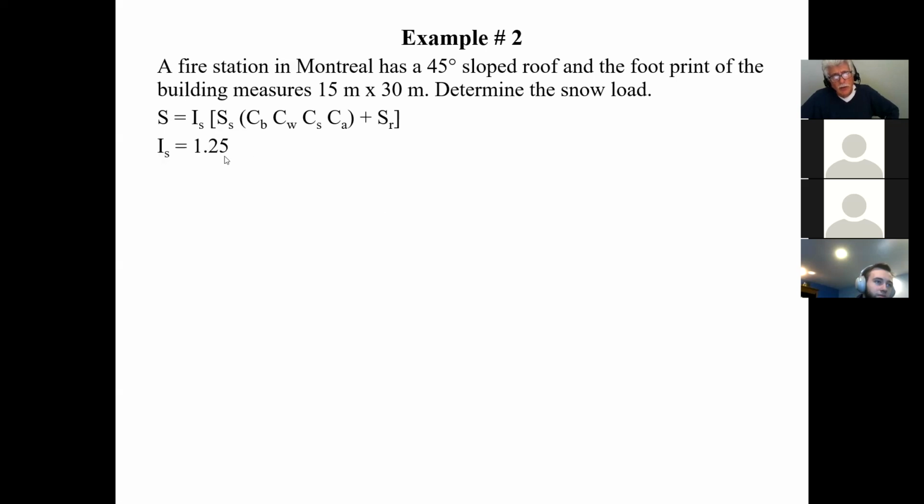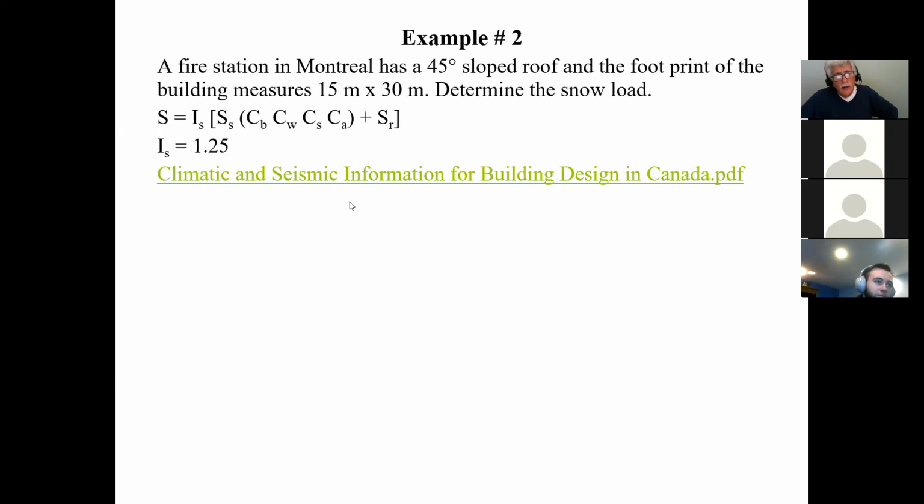So again, you can appreciate that a fire station is a post-disaster building. I didn't bother bringing up the table because we've seen it a couple of times. So for a post-disaster building like a fire station, the importance factor is 1.25. Therefore, any snow load that we have, we're going to be putting 25% more than what we would calculate for a normal building. Now, as far as SS and SR go, I go to Appendix C, right?